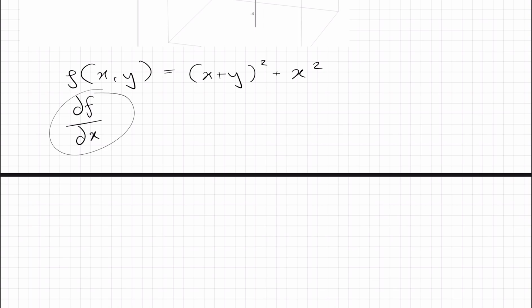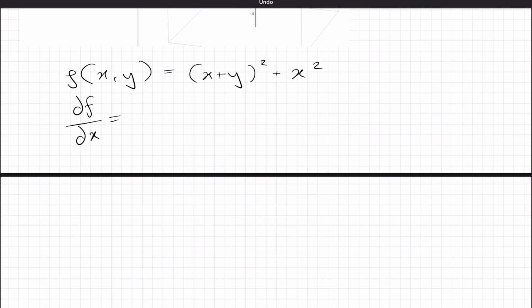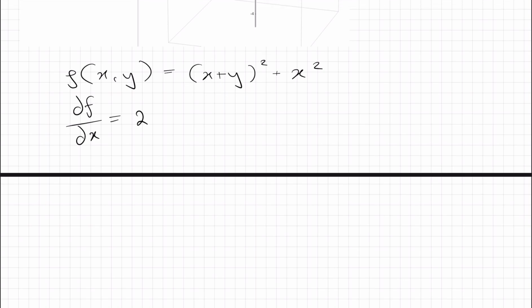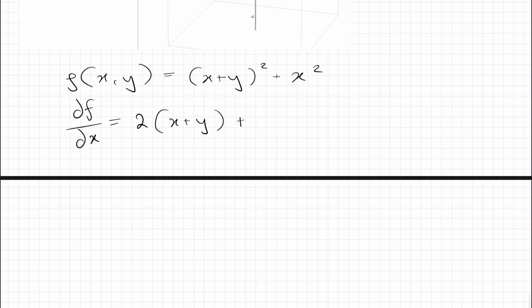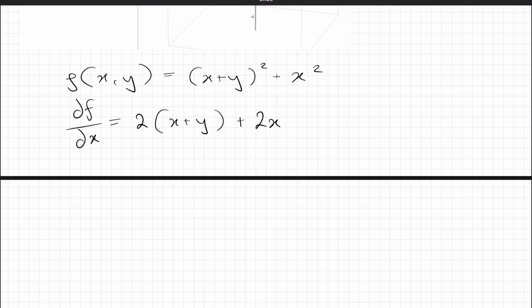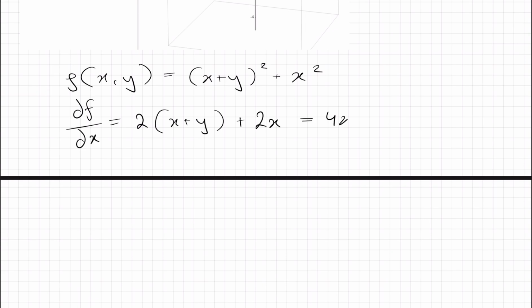So we take the partial derivative of f with respect to x, and when we take the partial derivative with respect to x, we just treat y as a constant. So this first part is just going to be, using the power rule, 2 times (x plus y). The derivative of the inside part is just 1, and y is just a constant, so we can just leave that there. Plus, of course, we have this 2x from using the power rule over here. And if we simplify this a little bit, this gives us 4x plus 2y.